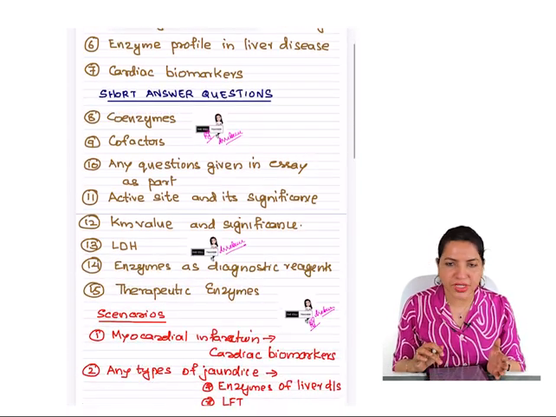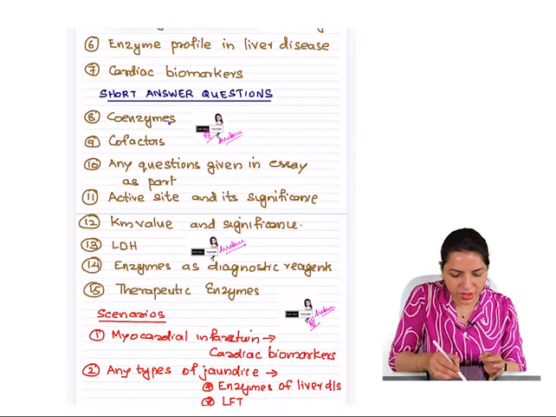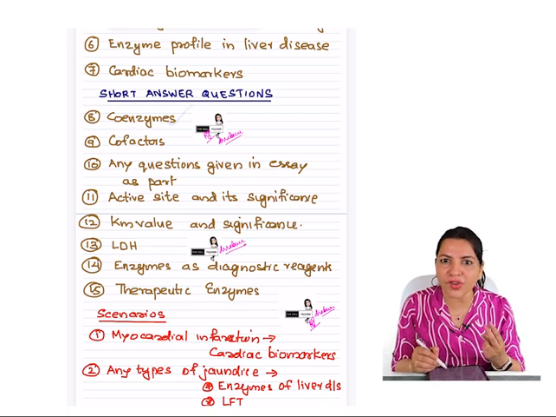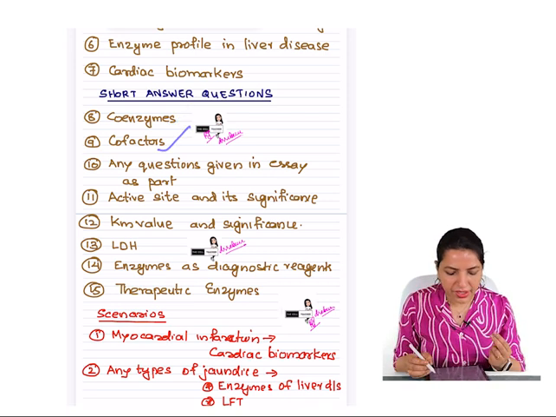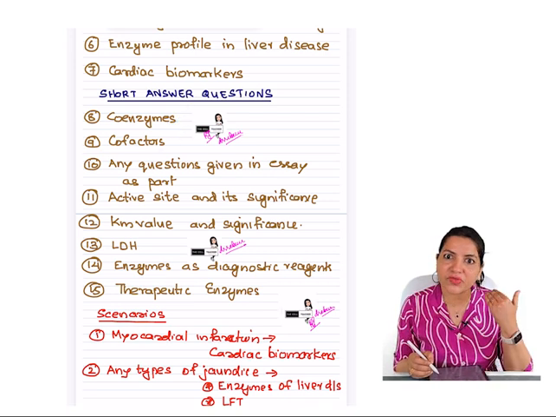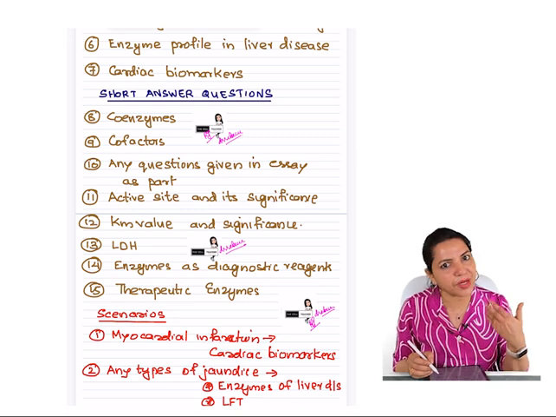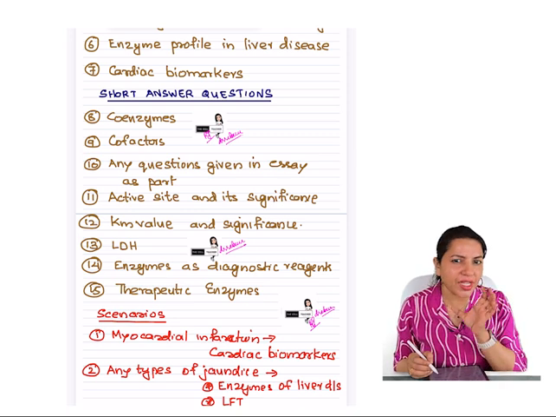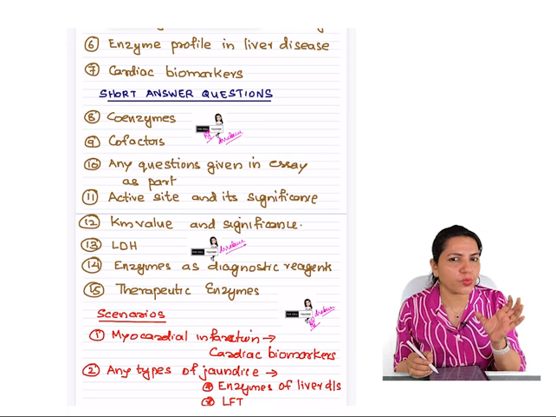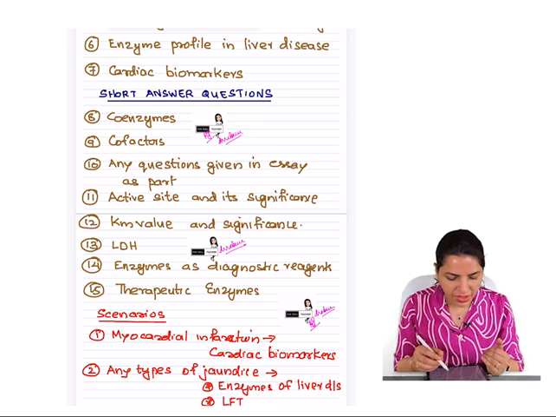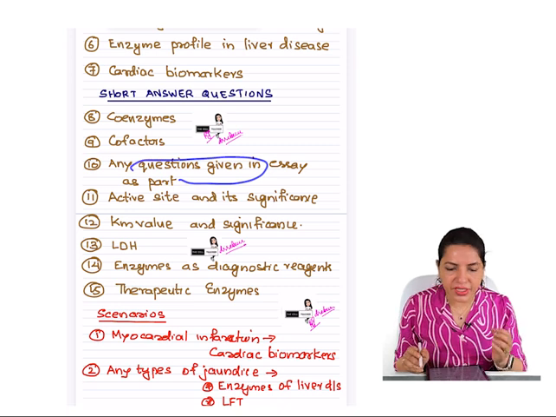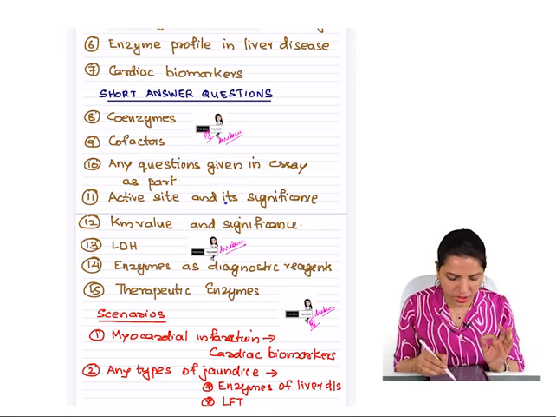Then coming to the short answer questions, the coenzymes. That is an important short answer question, and the cofactors. Then any questions which I have already told you as an essay can be asked as any subtopics or any short portions in that essay topic can be asked as a short answer question as well. So that is it. Then active site, it is again a short answer question for you.